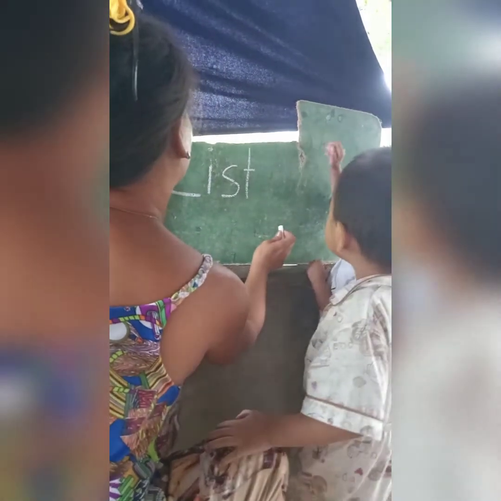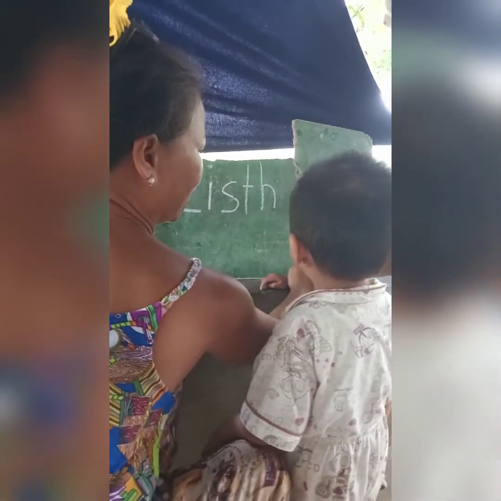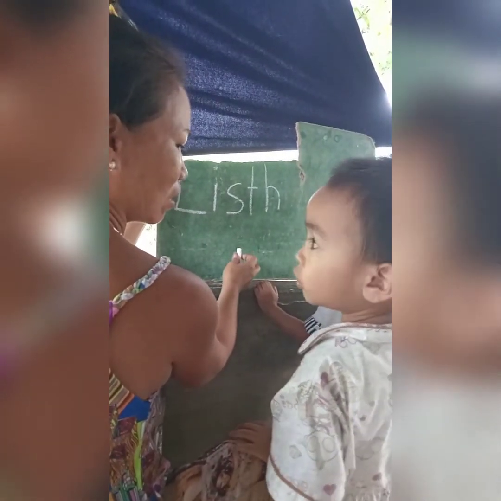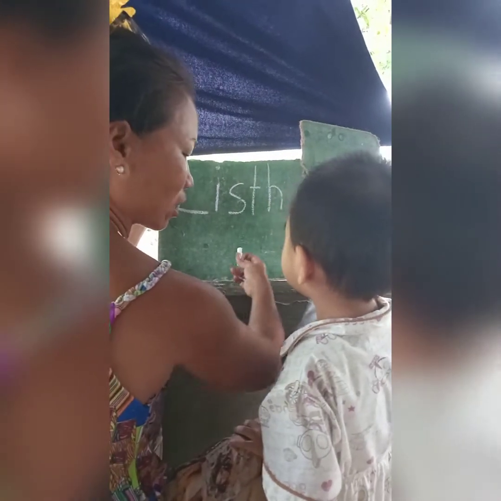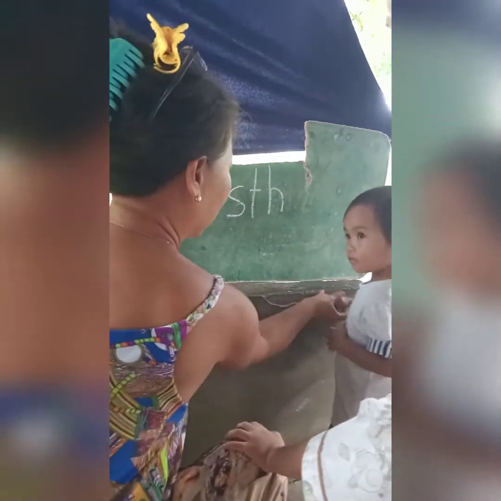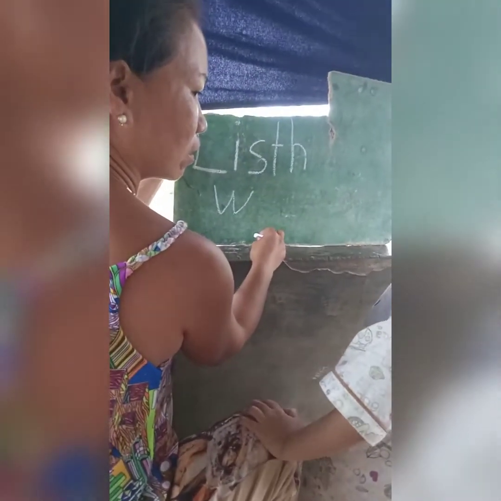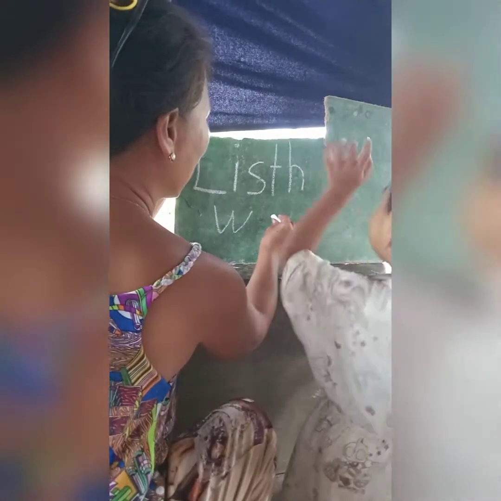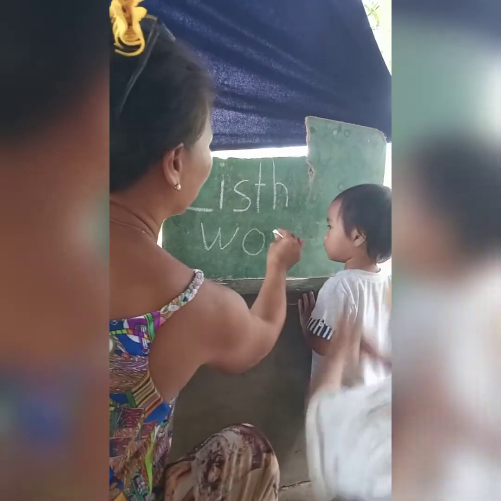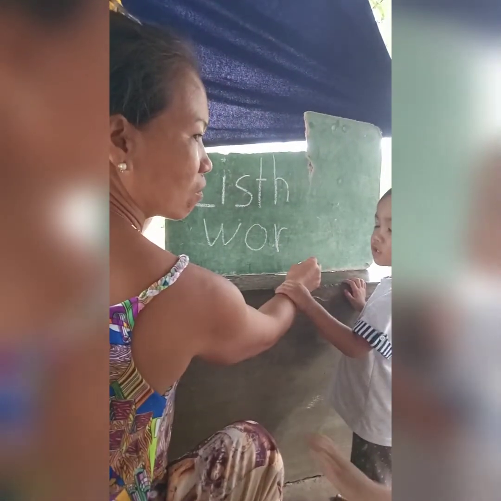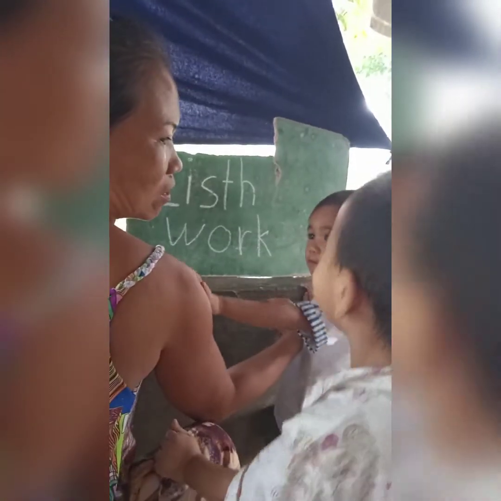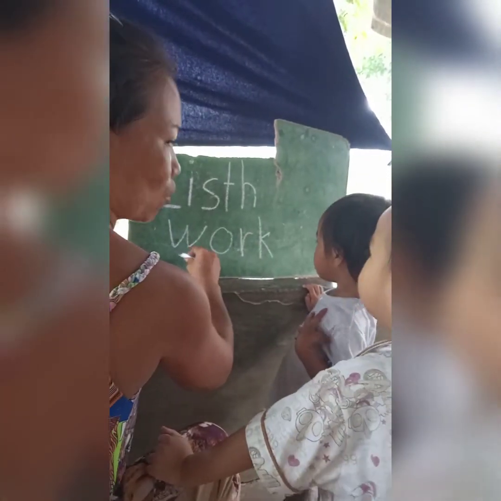What letter? H. Very good. Yay! This is a list. Say list. W. P. W, very good. How about this? What letter is this? Oh, very good. How about this? R. How about this? K. K, very good. This is work.